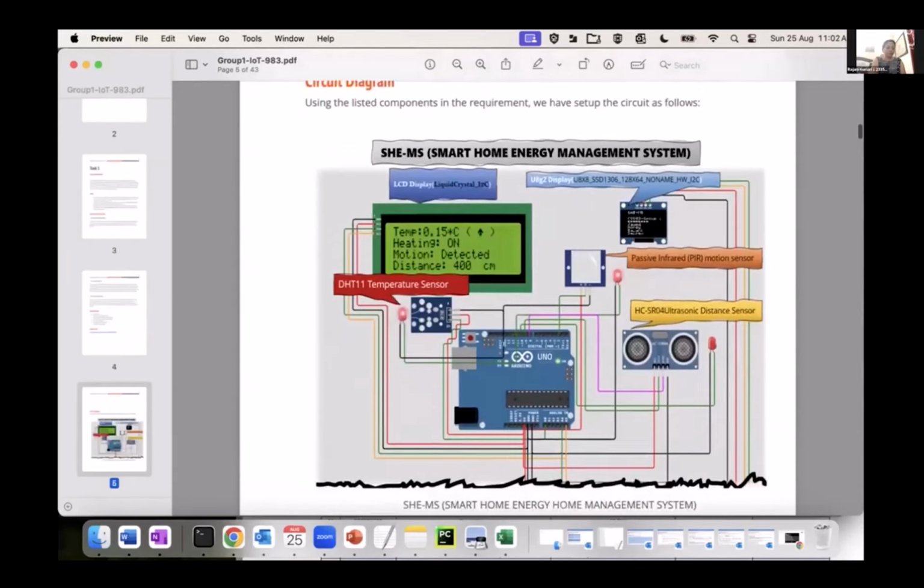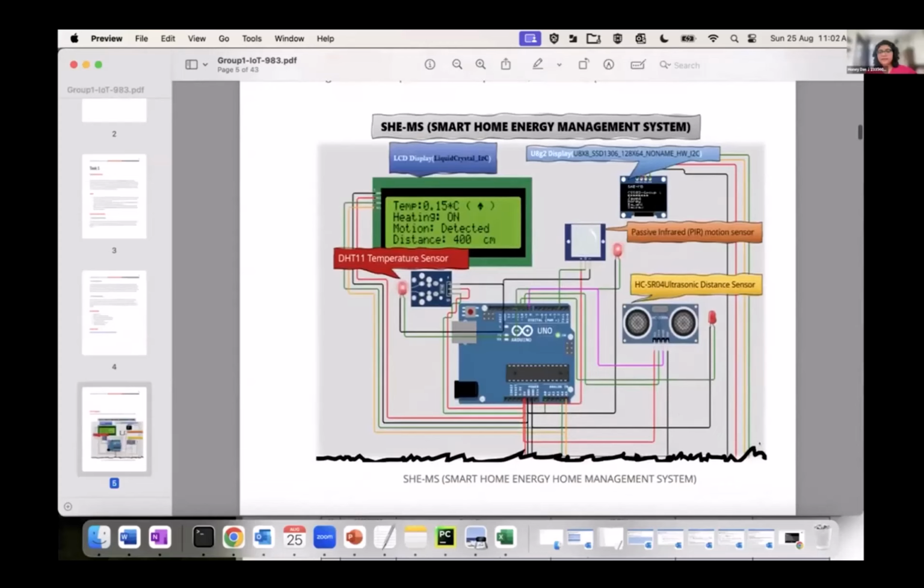So this is how the circuit diagram looks, and I think during the demo and the simulation, this would make more sense, but here is a very high level overview. We have the Arduino board, and then we have our temperature sensor here. We have the ultrasonic distance sensor, the PIR motion sensor, and the LCD, which will tell you the temperature value and whether the heating is on or off, whether the motion is detected or not, and what is the distance of the person. And also we have an OLED screen, which would give you details about the group and the people who are involved in the project.